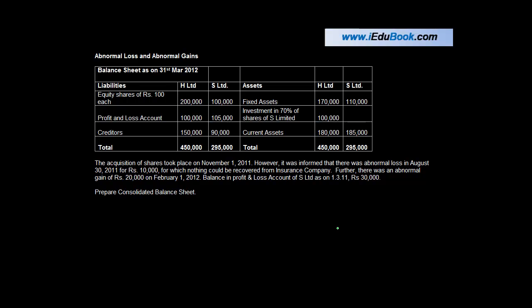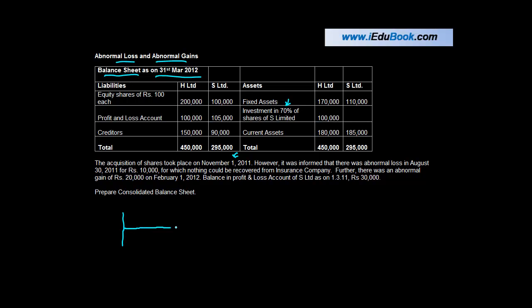Let us now look at a question where we will be doing abnormal loss and abnormal gain, and at the same time also preparing the consolidated balance sheet. So let's read the question. The question deals with abnormal loss and abnormal gain. The balance sheet as on 31st March 2012 is given to you. You have fixed assets, investment in 70% of shares of S Limited, current assets, creditors, profit and loss account, equity share capital. The acquisition of shares took place on November 1, 2011.